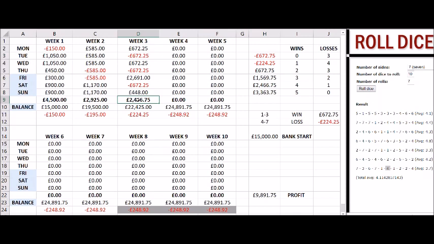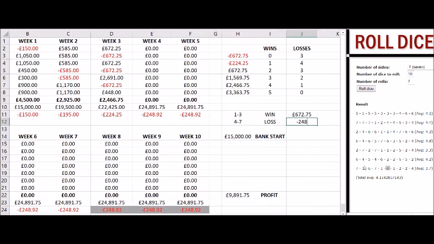The profit made was 2,466.75, which means that the balance has now increased to 24,891.75, and which means that the new liability going into week number 4 is going to be minus 248.92, which should then change what our profit potential is, and then obviously this then impacts all of this.